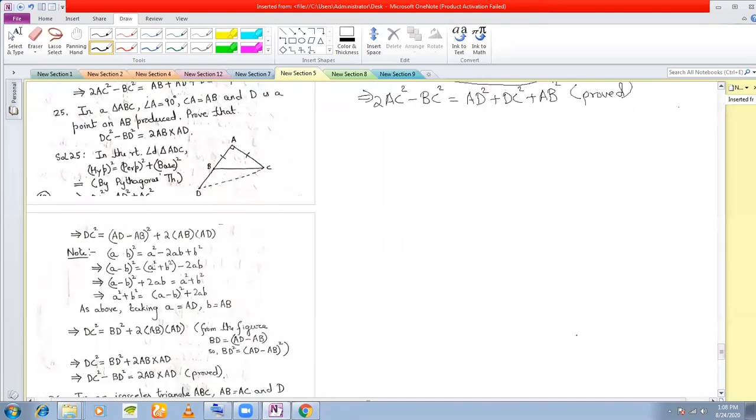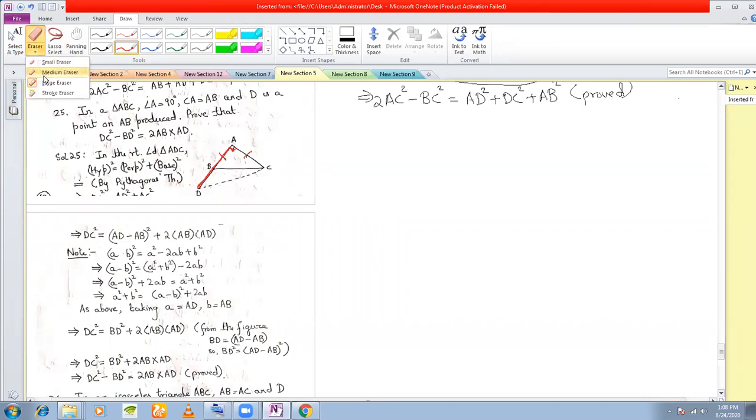In a triangle ABC, angle A is 90 degrees. So this is given to be your 90 degree. CA is equal to AB. So these two sides are given to be equal. And D is a point on AB produced. So AB is the side of this triangle. I produce this side AB to a point D. Prove that DC square minus BD square is equal to AB into AD.